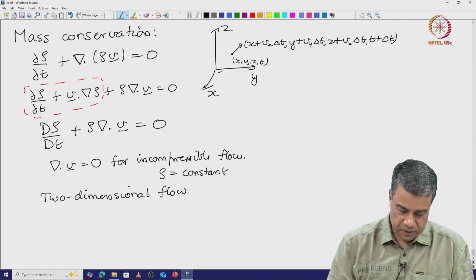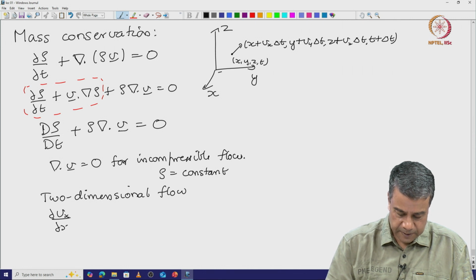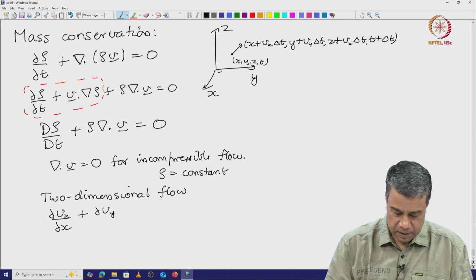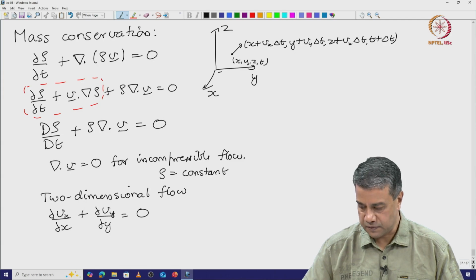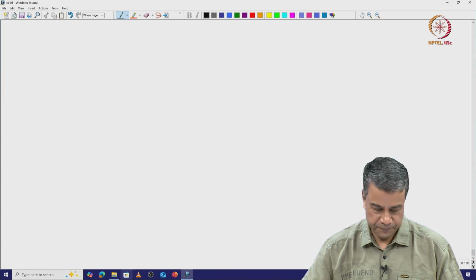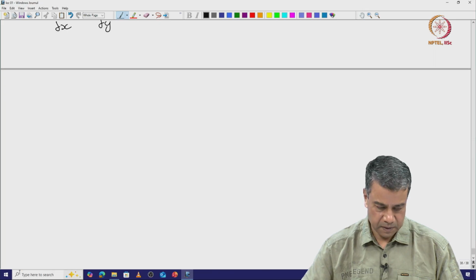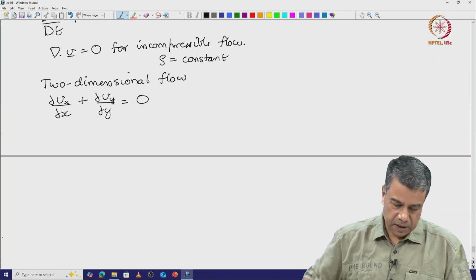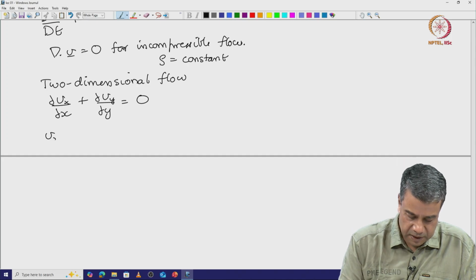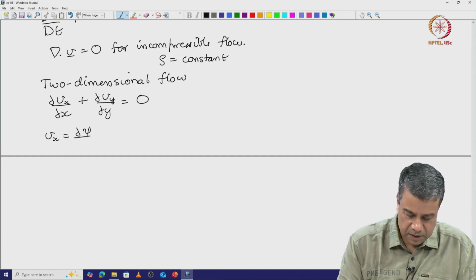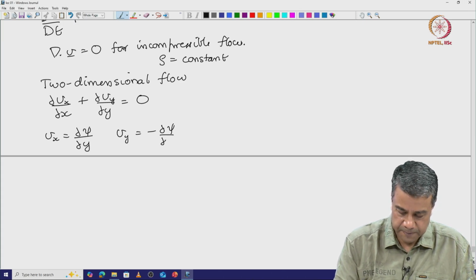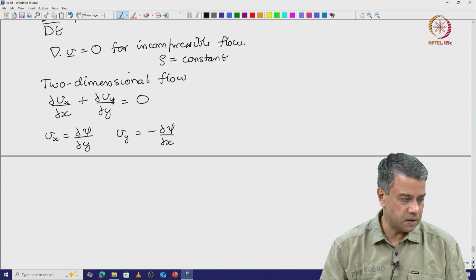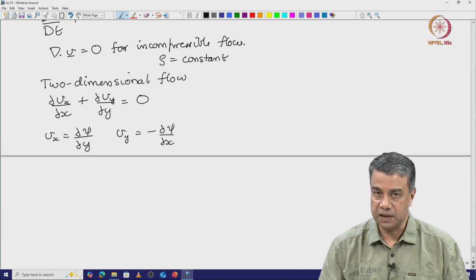del dot v is equal to 0 reduces to partial Vx by partial x plus partial Vy by partial y is equal to 0 if x and y are the only 2 components for a 2 dimensional flow. And in this case, I can express the velocity components as Vx is equal to partial psi by partial y and Vy is equal to minus partial psi by partial x. And if you substitute this into the mass conservation equation, you will find that it is identically satisfied. So, you can express it in terms of the stream function.